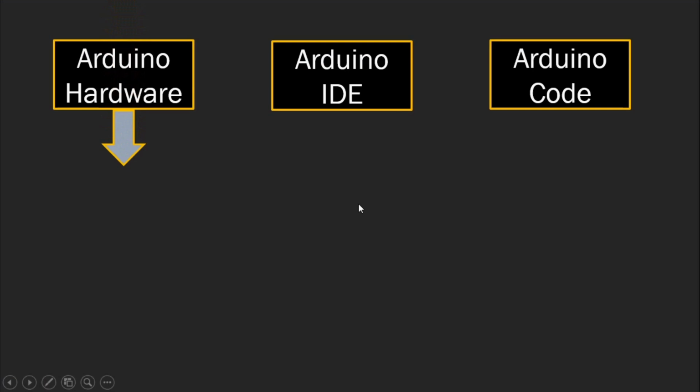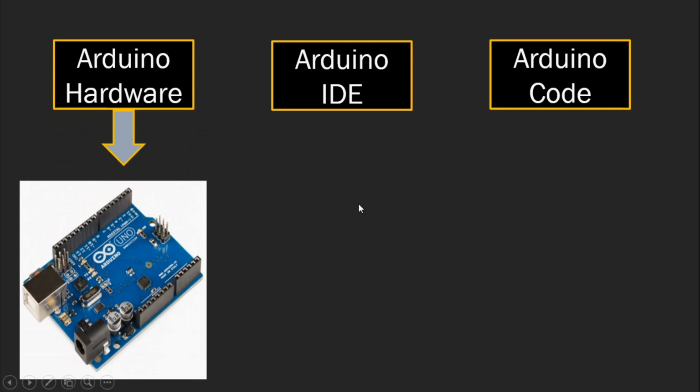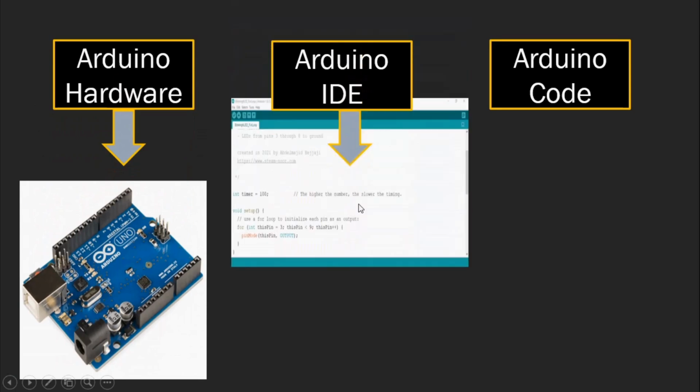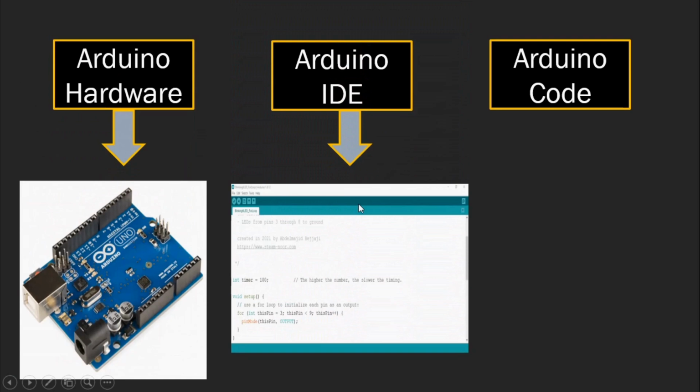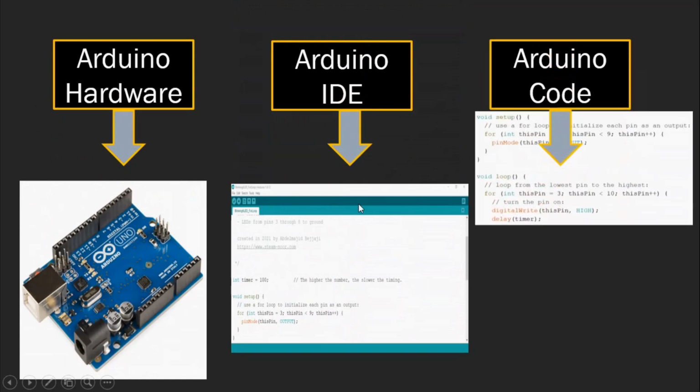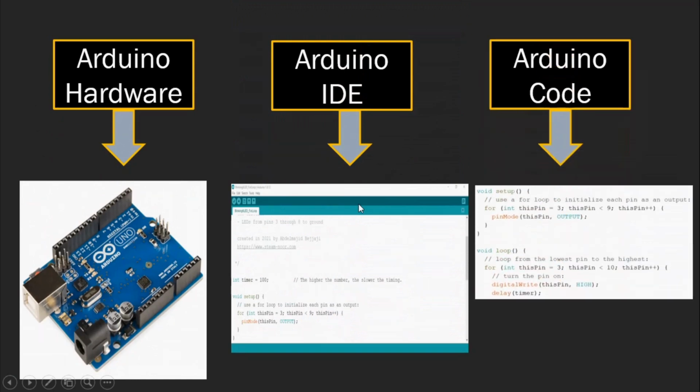So to summarize, we do need Arduino hardware, like the Arduino Uno, for example. If you choose that, you do need to have the software installed, and then you need to write the code.